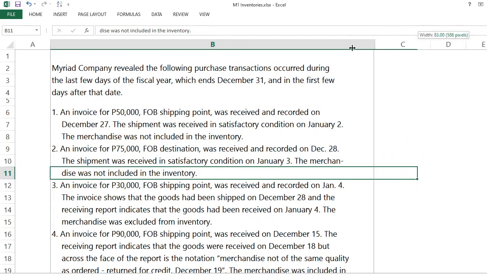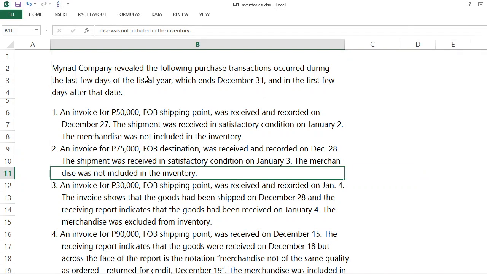So, let's start with number one. Myriad Company revealed the following purchase transactions in the last few days of the fiscal year and in the first few days after the date. There are times when companies take their transactions from the first week of January and put them in December so that their sales last year look big. For example, 2020: the sales from January 1 to 7 are still recorded in 2020, so that when they prepare financial statements for 2020, the sales are big. At least their sales and collections increase, which is a no-no in accounting.